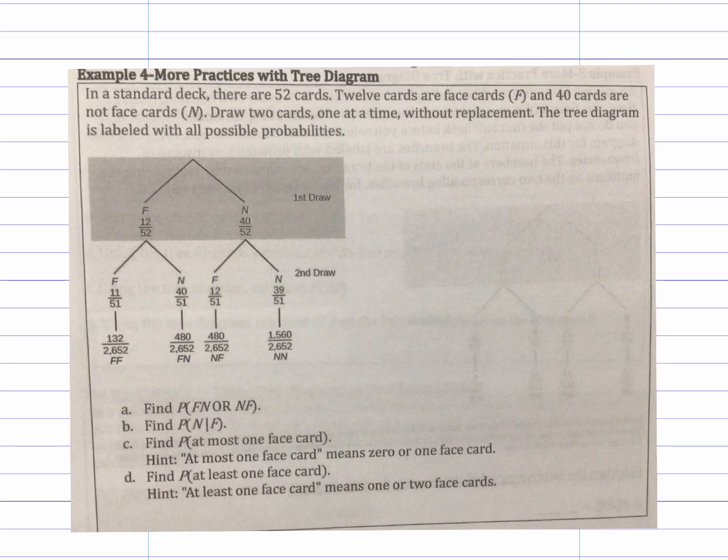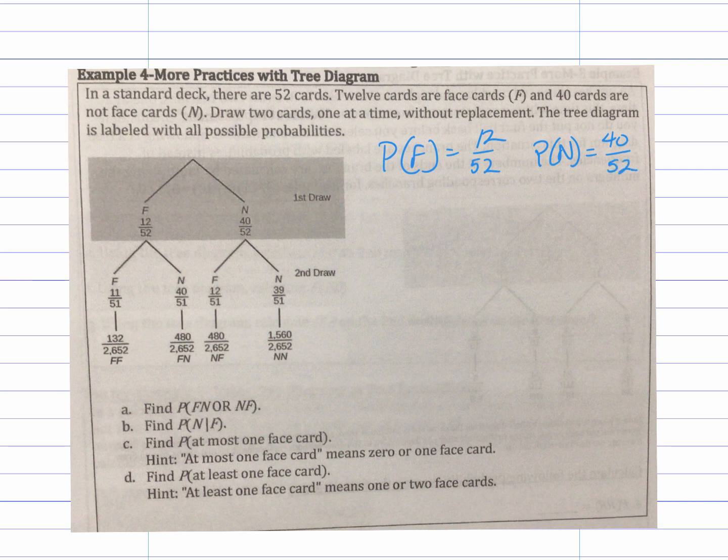Example 4, last example, I think, with tree. In a standard deck, there are 52 cards. 12 cards are face cards, F, and 40 cards are non-face cards. So we have the probability of F is 12 out of 52, and the probability of N, non-face, is 40 over 52. Out of 52 face cards, there's not that many. And then non-face cards, there's many more.